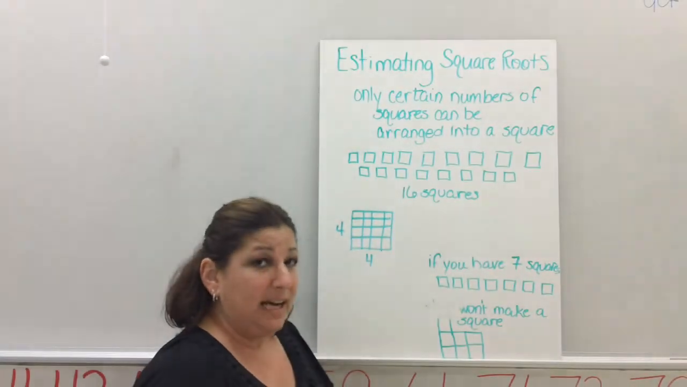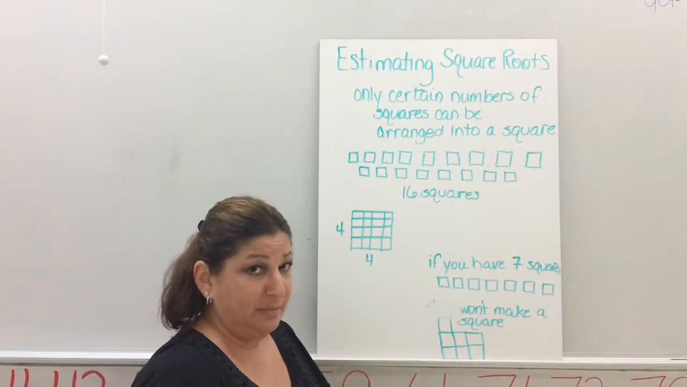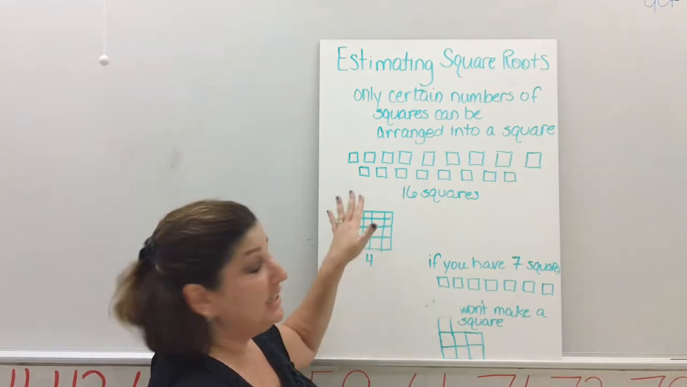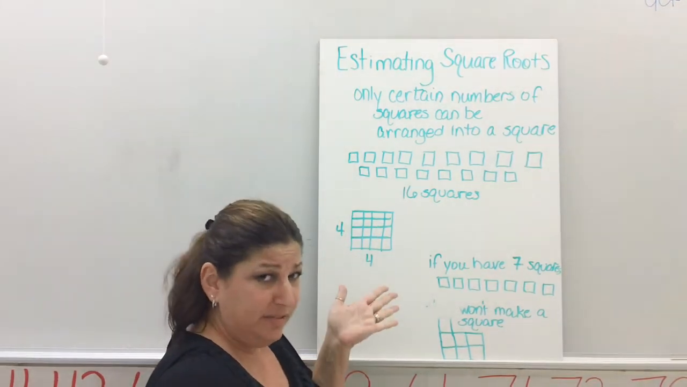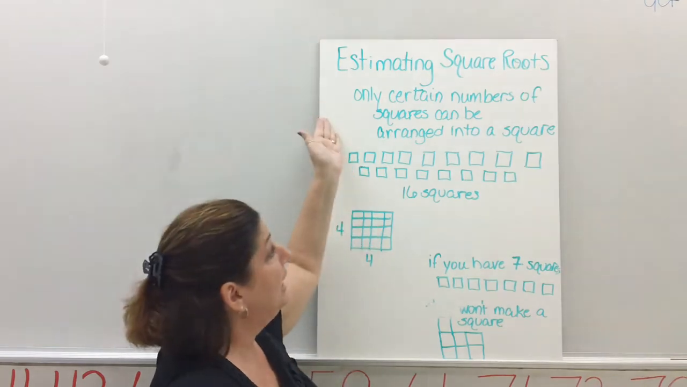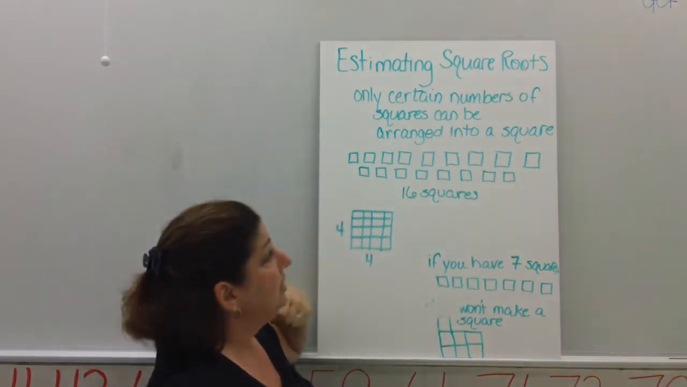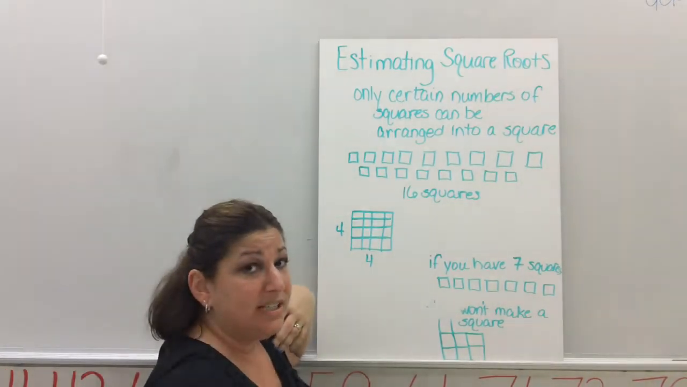I'm not always going to have a perfect square that I'm looking for. Sometimes I'm going to have a different number of squares that won't give me a perfect square, and that's when I'm going to have to estimate a square root. Only a certain number of squares can be arranged into a square.